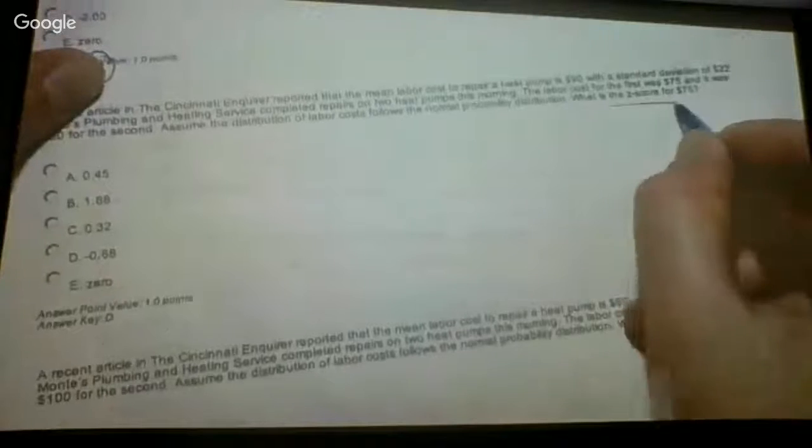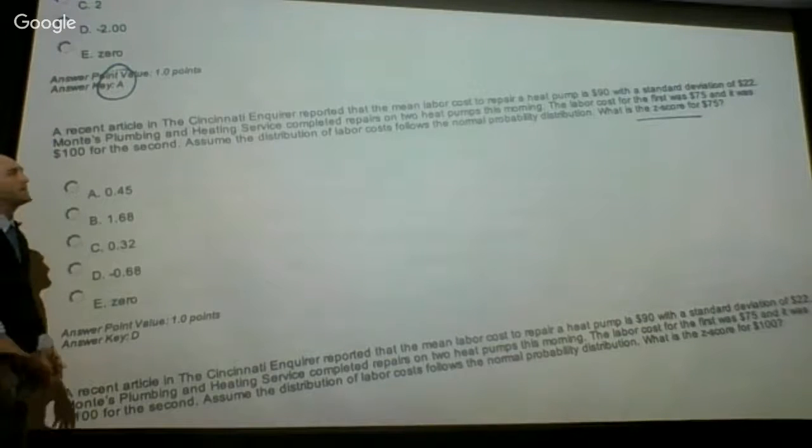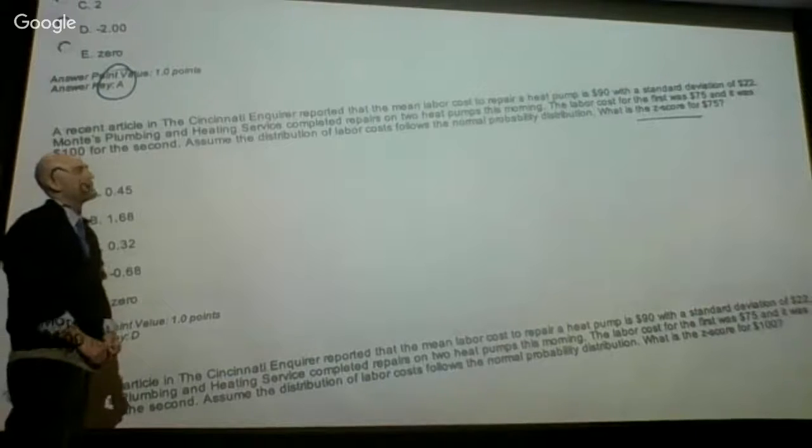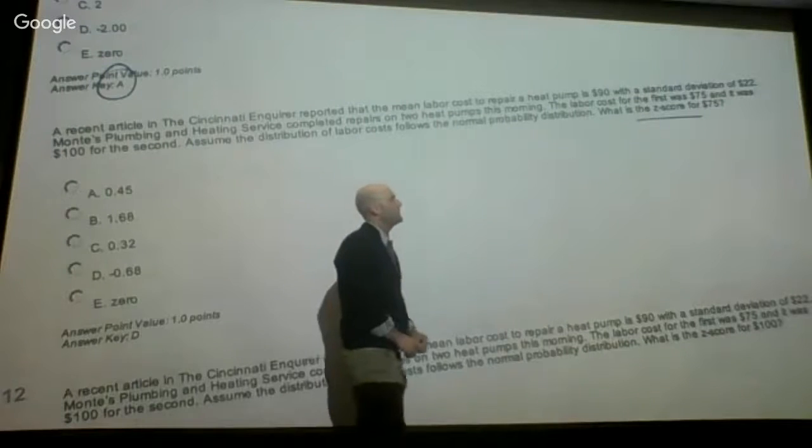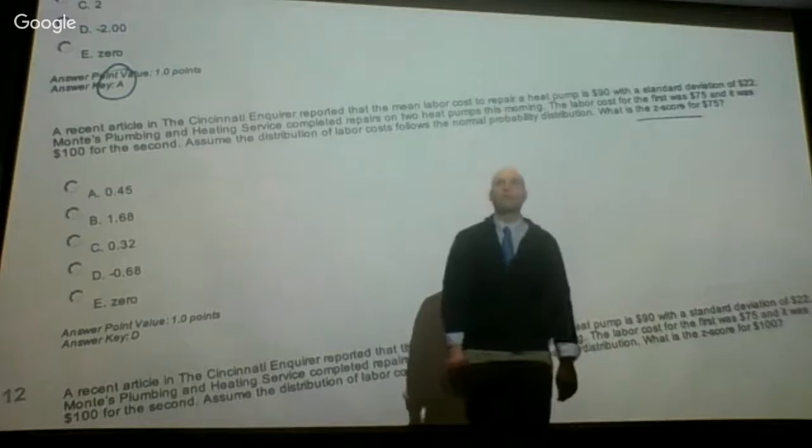I'm not bored. I just know that our next problem, number 11, is asking what's the Z-score here. A recent article in the Cincinnati Enquirer reported that the mean labor cost to repair a heat pump is $90 with a standard deviation of 22. Monty's Plumbing and Heating Service completed repairs on 2 heat pumps this morning. The labor cost for the first was $75, and it was $100 for the second. Assume the distribution of the labor cost follows a normal probability distribution. What's the Z-score for 75?